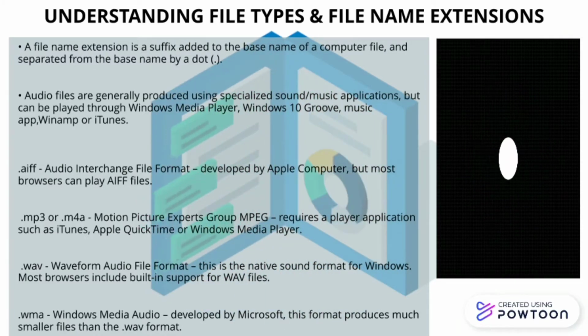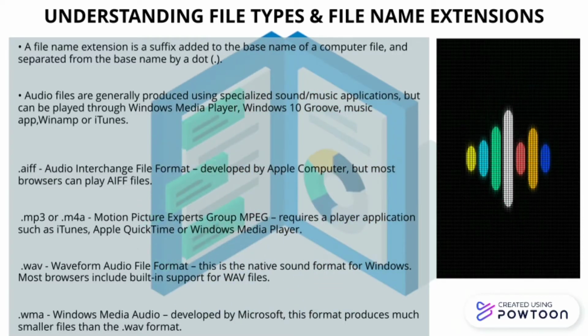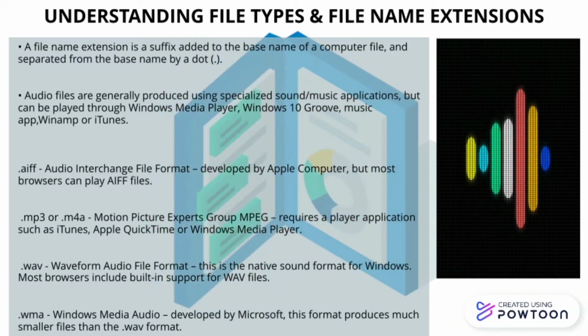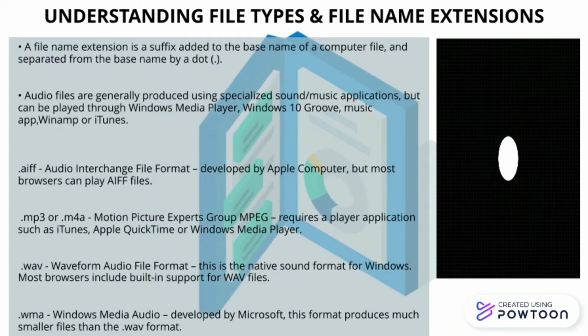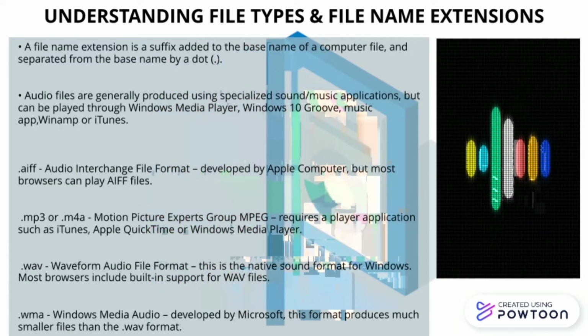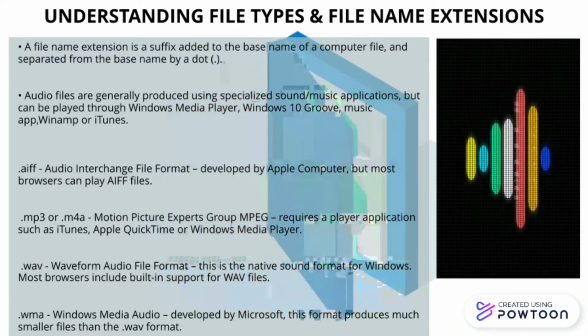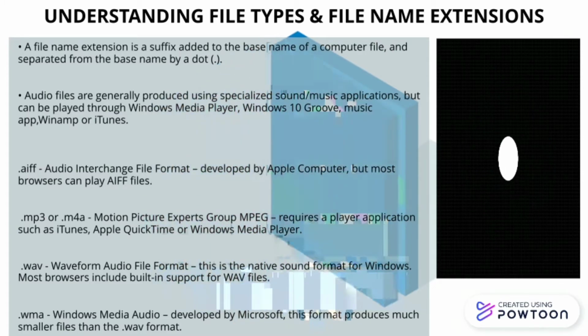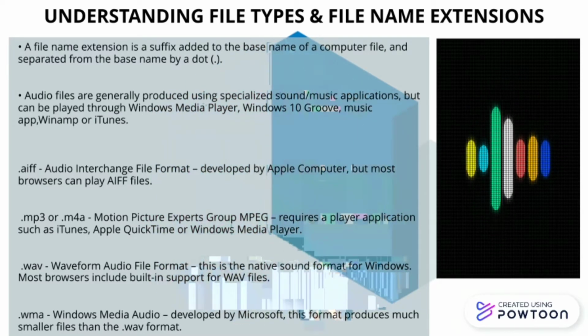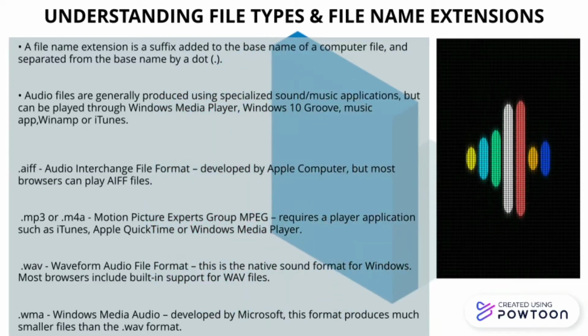.wav, waveform audio file format. This is the native sound format for Windows. Most browsers include built-in support for WAV files. .wma, Windows Media Audio, developed by Microsoft. This format produces much smaller files than the .wav format.